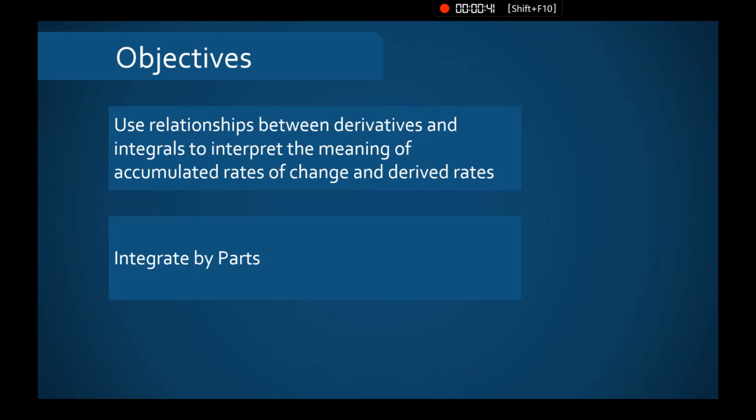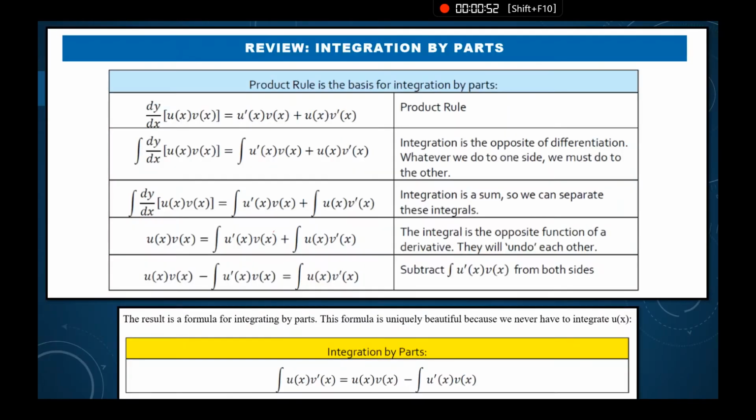Okay, so objectives: to use relationships between derivatives and integrals to interpret the meaning of accumulated rates of change and derived rates, and then to integrate by parts. So I'm going to come back to this once Oliver's here.